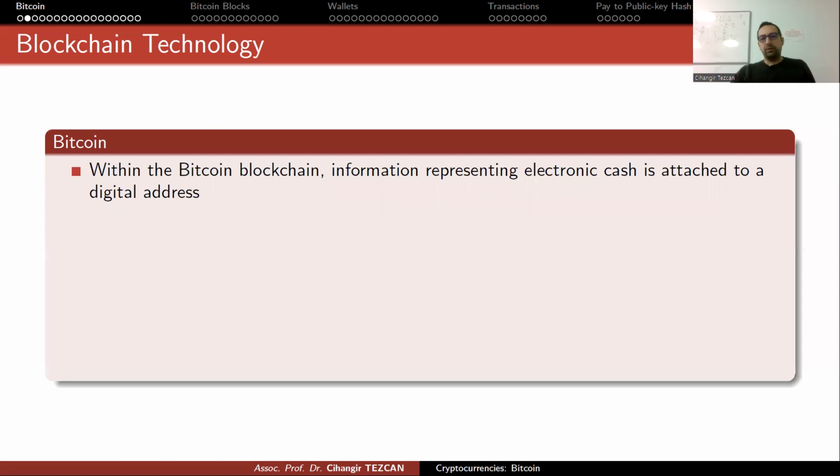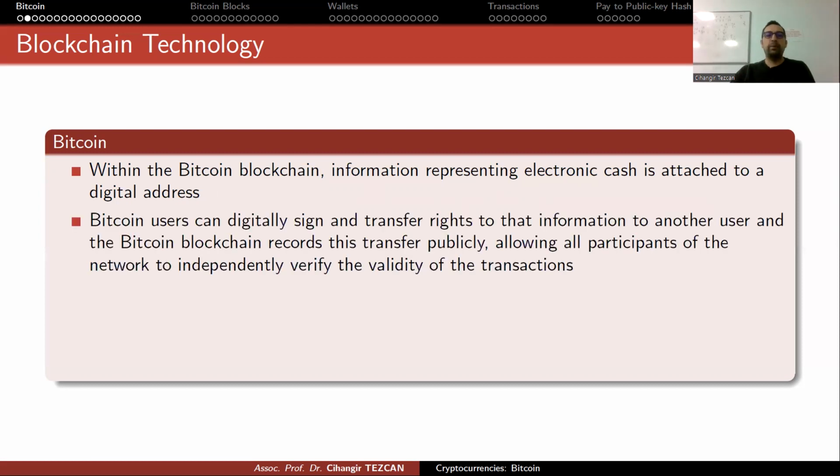Within the Bitcoin blockchain, information representing electronic cash is attached to a digital address. Bitcoin users can digitally sign and transfer rights to that information to another user, and the Bitcoin blockchain records this transfer publicly, allowing all participants of the network to independently verify the validity of the transactions. So here's actually, this sentence explains almost everything.